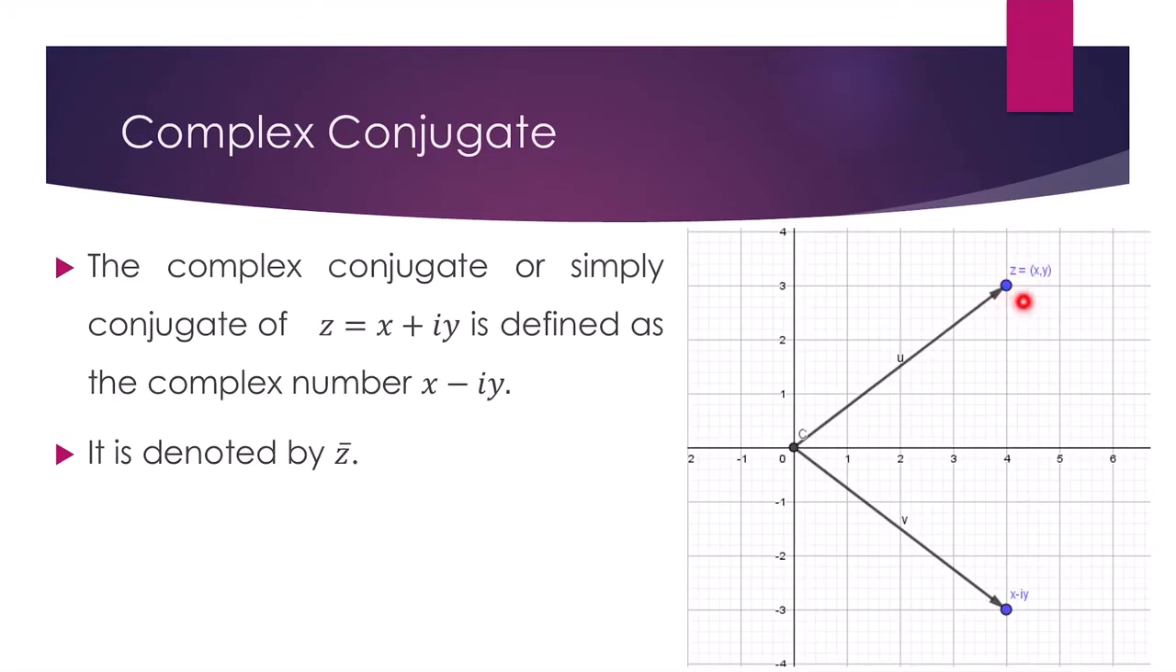So look in this picture. If this is the point x plus iy, or we will usually represent x plus iy as ordered pair (x, y), then the number corresponding to z bar is the ordered pair (x, minus y). So this is (x, minus y), this is (x, y). The point (x, minus y) is nothing but the reflection of the point (x, y) with respect to the real axis.